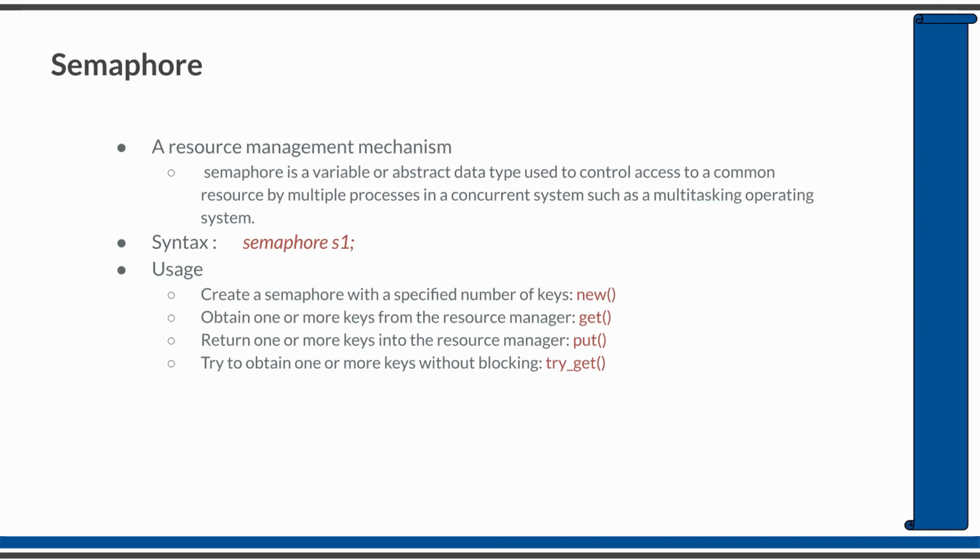First, we will look into semaphore. A semaphore is a resource management mechanism. What this means is, if you have a set of resources which are limited and you want to share those resources across multiple processes or multiple clients, then you need to use a semaphore.